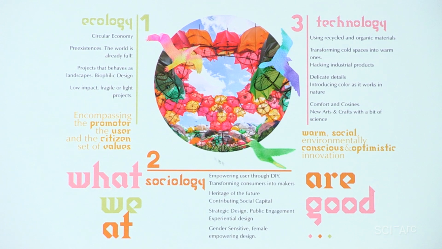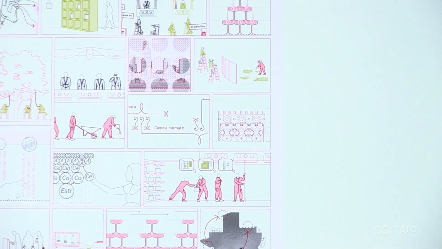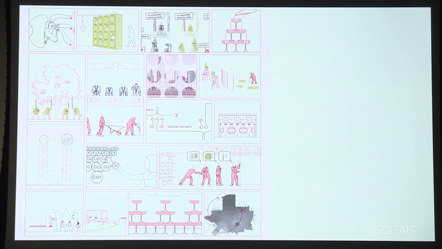And in terms of sociology, we are trying to empower the user through do-it-yourself practices, also transforming consumers into makers as a political attitude, and trying to build the idea of social capital as probably the main heritage of architectural design, public engagement, and gender-sensitive projects. It's a very short introduction, but I think it creates a little bit the panorama or the scenario in which we are trying to practice.